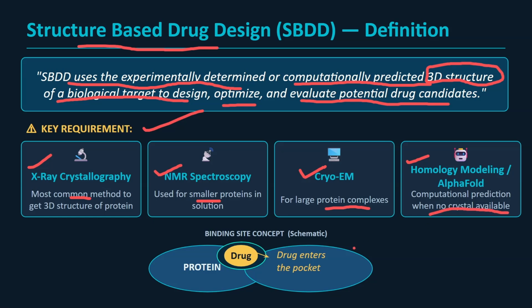So once we have the 3D structure, the next step is to identify the binding pocket of a protein. This is a groove or a cavity in a protein surface where the drug molecule is designed to fit perfectly. So this is the fundamental concept of structure based drug design.